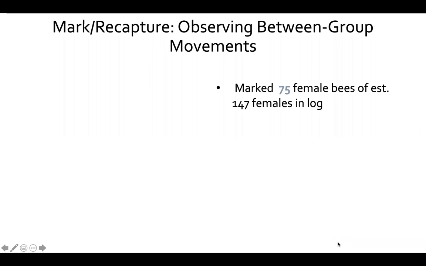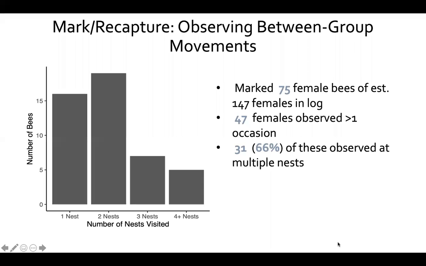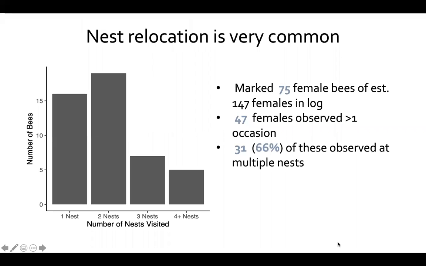So in total, we marked 75 unique female bees, and we estimated that there are around 150 females in this aggregation, so about half of all bees were marked. And we observed 47 of these 75 females on more than one occasion, and the rest were not recaptured after initial marking. So of these 47 bees, 31 or 2/3 were observed at multiple nests. This suggests that the majority of bees disperse or switch nests at some point during the reproductive season.